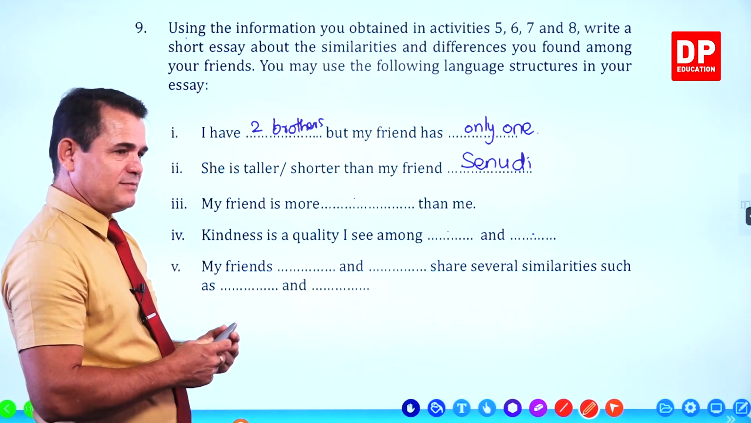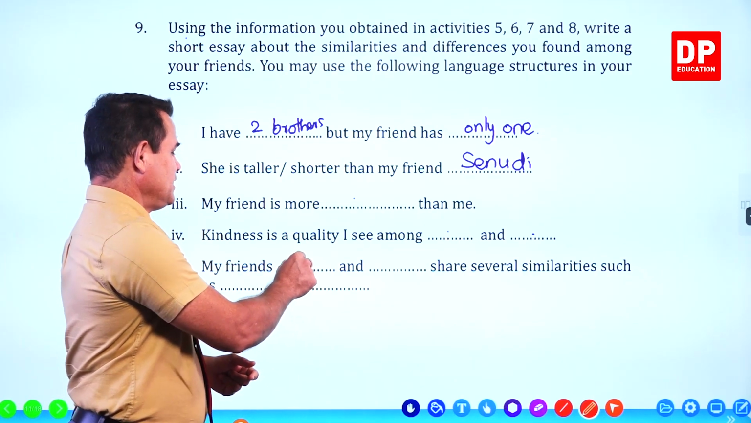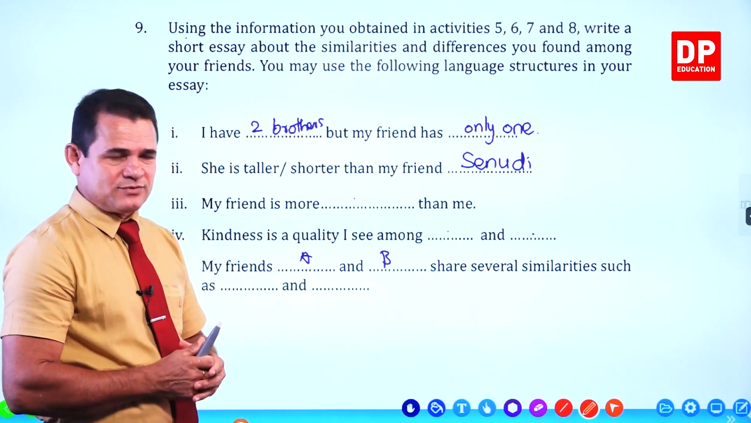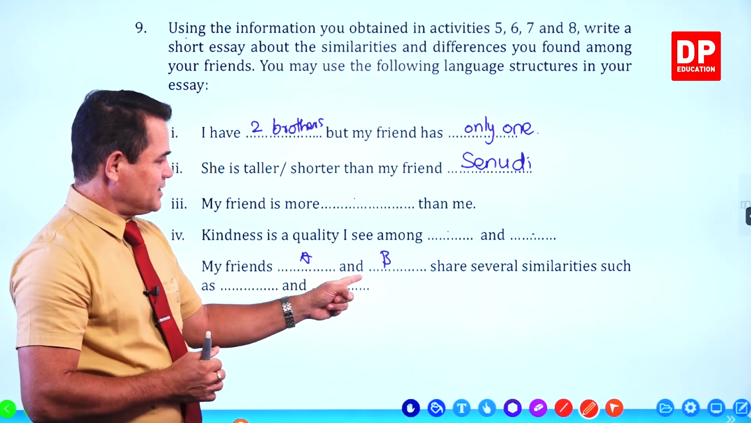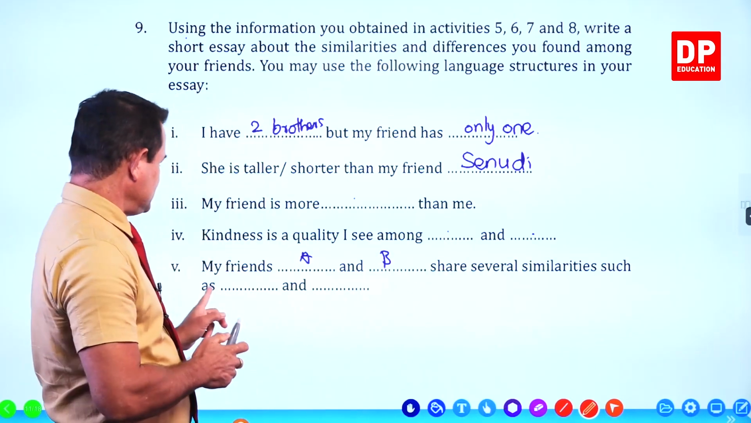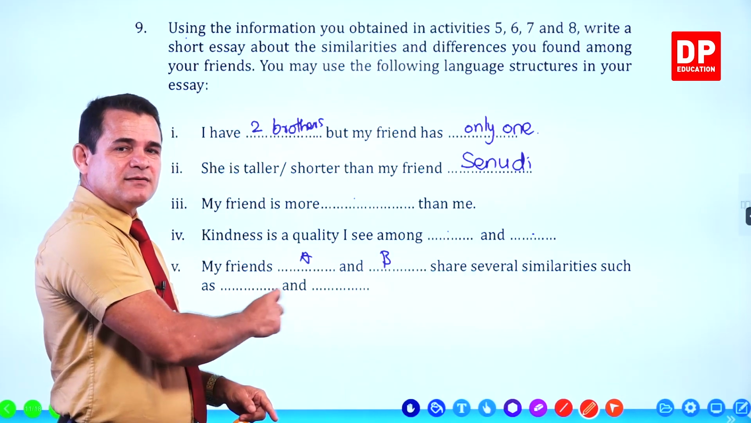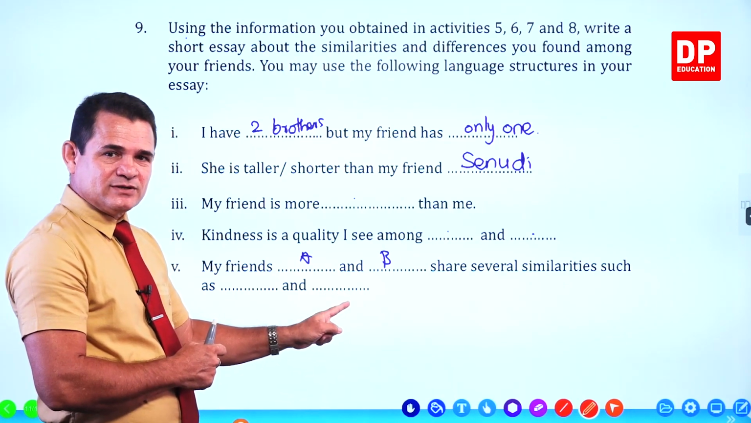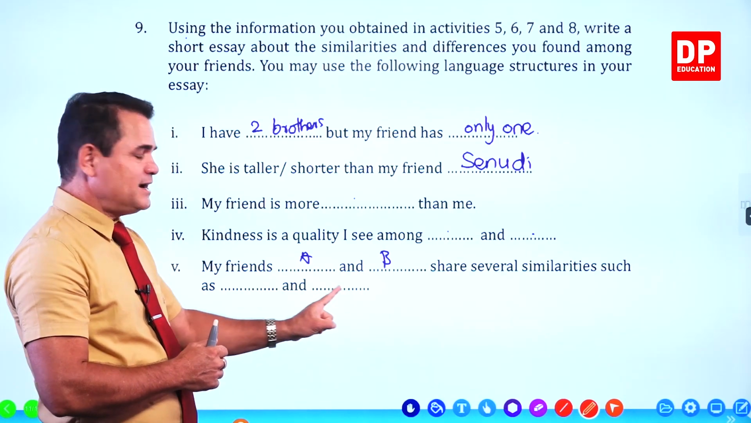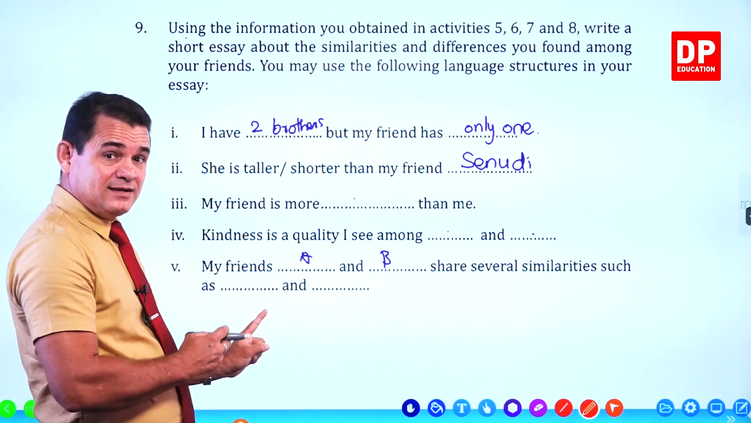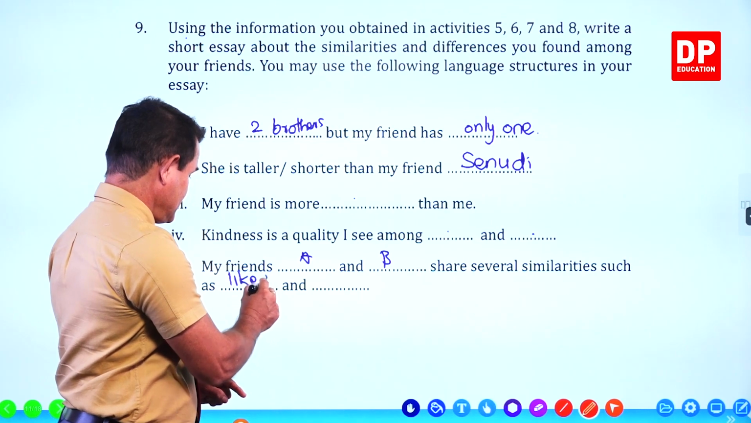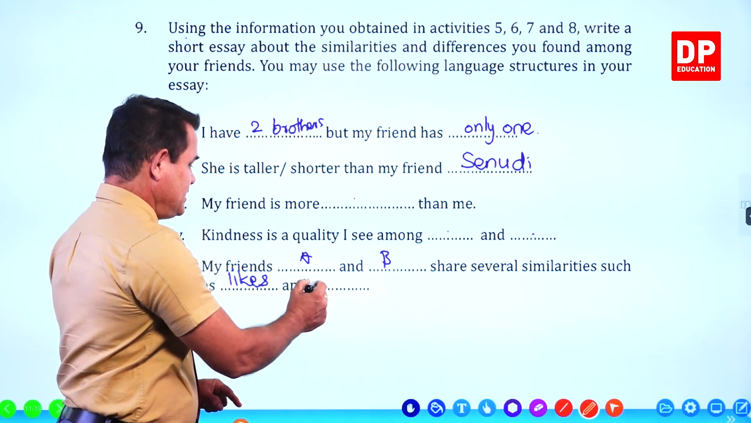සමානකම් දෙකක්. For example, you give two names, my friends A and B. Or you give any two names, right? නම් දෙකක් දානවා. Several similarities such as ඒ දෙන්නගේ තියෙන සමානකම්. Give two here. What? There are likes and dislikes. Likes, කැමති. And dislike.